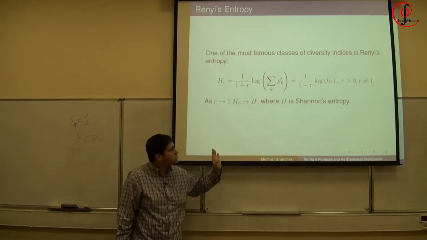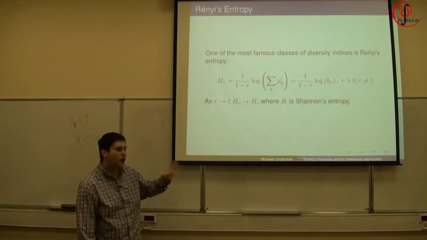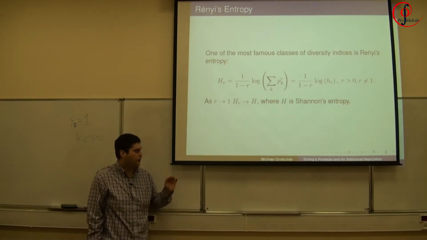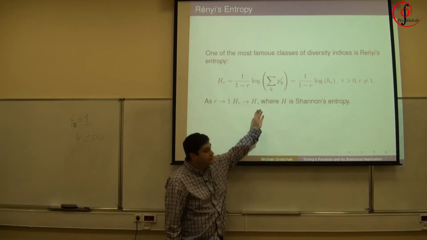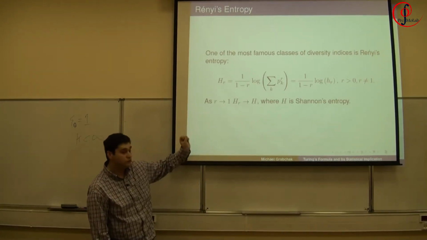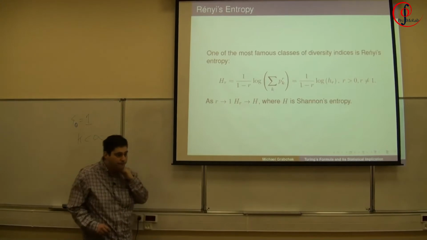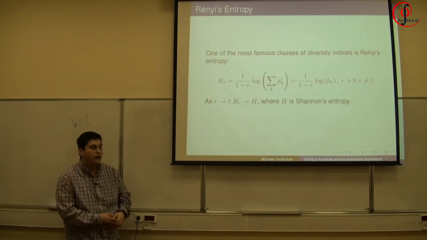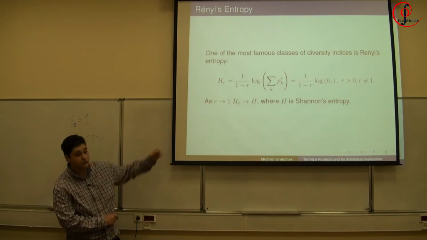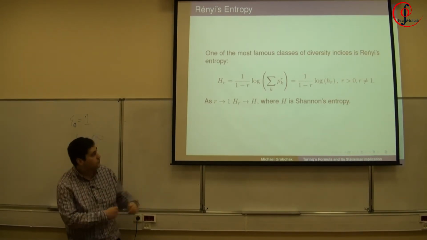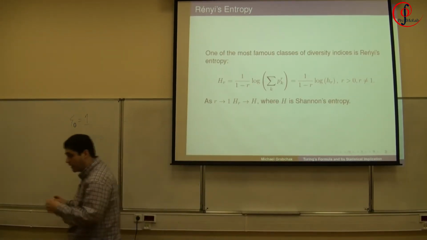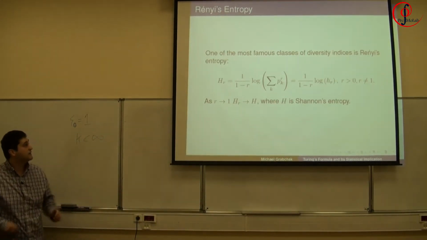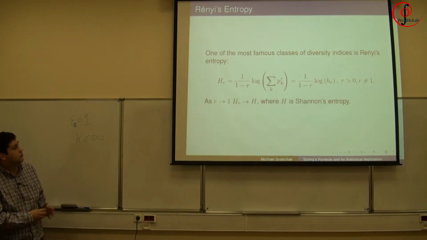This is one of the most commonly used indices, at least in ecological applications, either this or a slightly different transformation of the sum of p_k to the r, which also, as r approaches 1, approaches Shannon's entropy. That one is Tsallis entropy. I only talk about René's entropy, but the approach will be very similar. We just have a slightly different function of this sum. Otherwise, everything is basically the same in that situation.